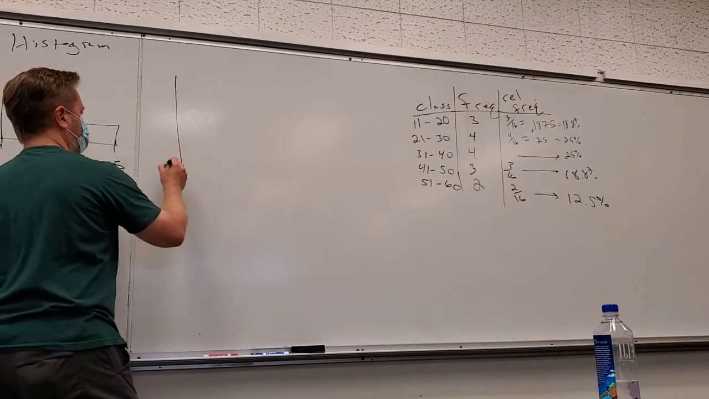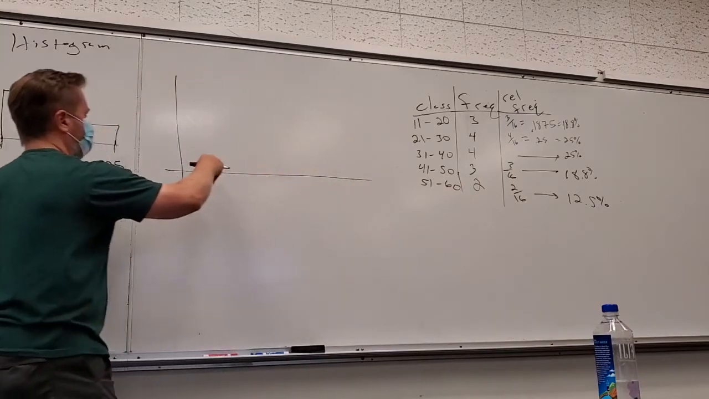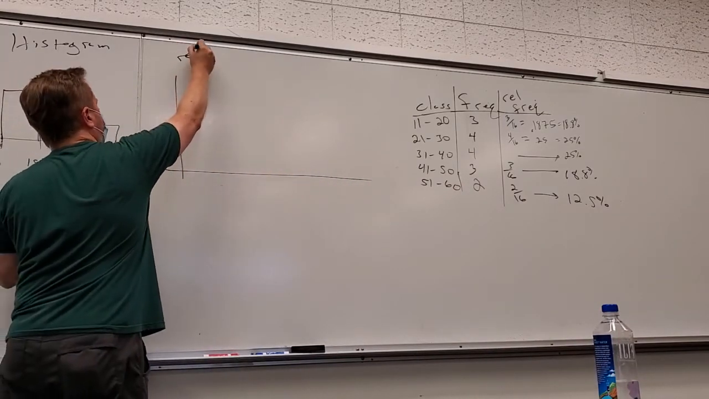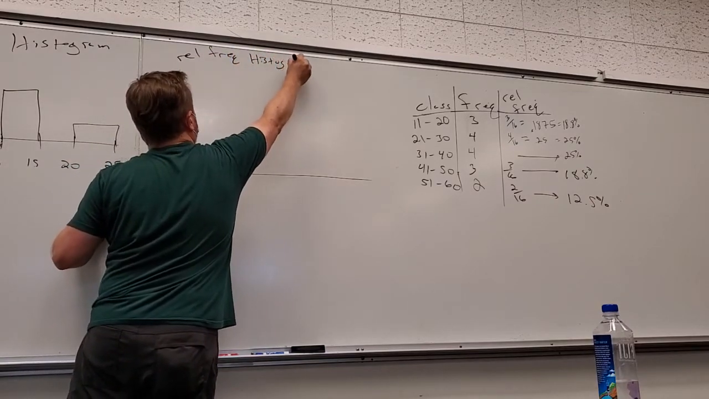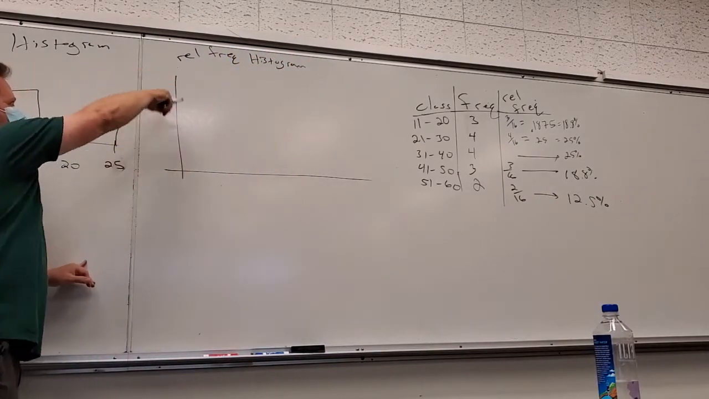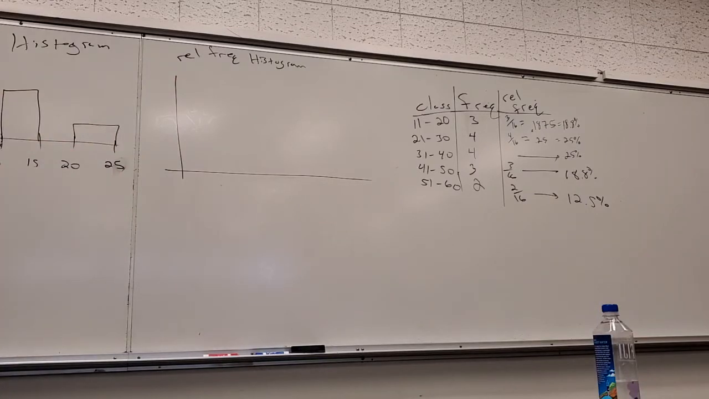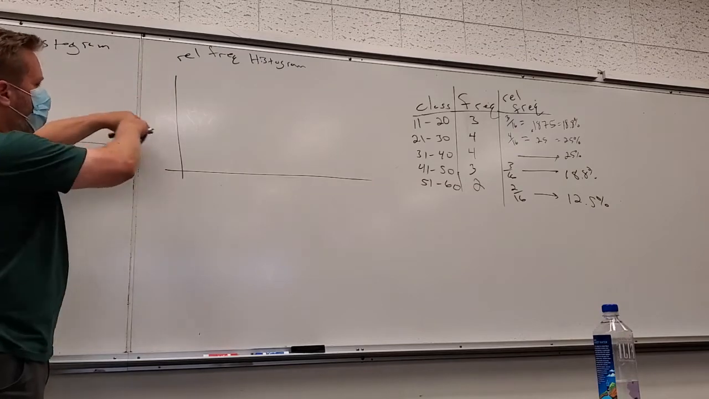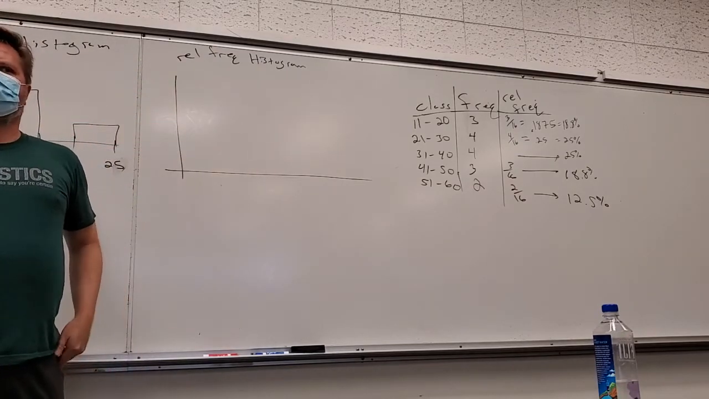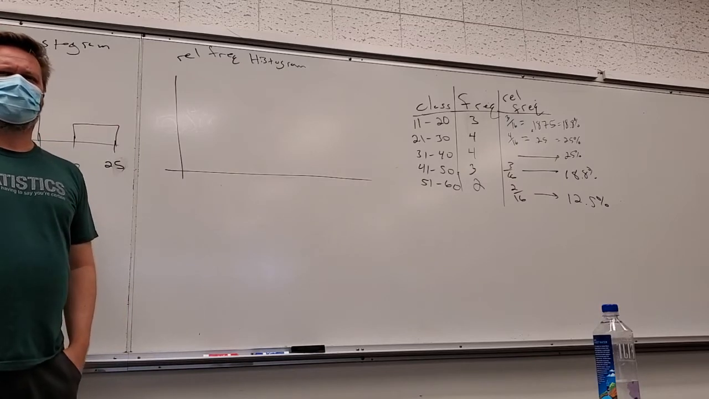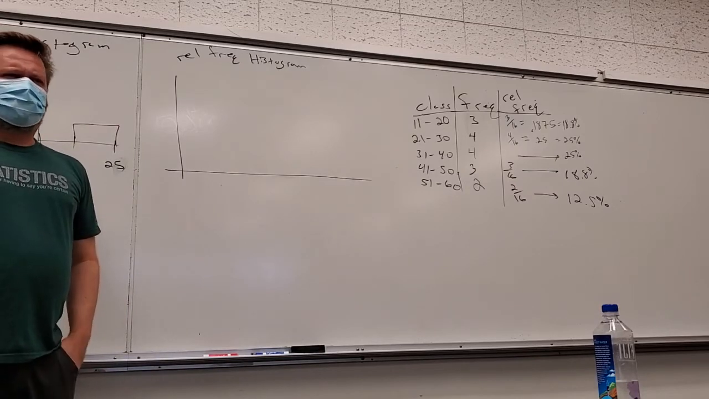So tell me this. If I want to make a relative frequency histogram, meaning I want to use the percentages over there, what should this scale be to get them all to fit? What scale should I use here? What should each tick mark be, looking at my percentages? What do you think? You guys understand what I'm asking?